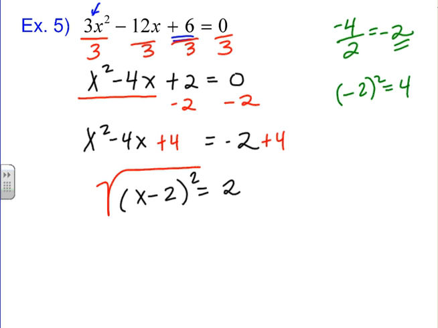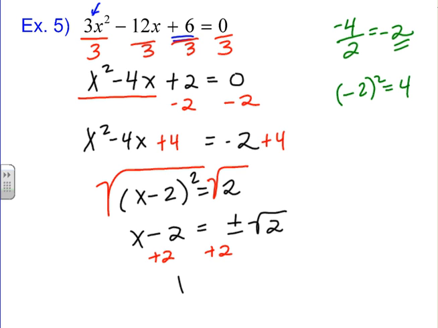Again, I'm going to take the square root of both sides, and I get x minus 2 equals plus or minus the square root of 2. Then I'm going to add 2 to both sides, and x equals 2 plus or minus the square root of 2. And those are my two answers of where I'm going to see that parabola cross the x-axis. So hopefully this helps in understanding how to solve by completing the square.